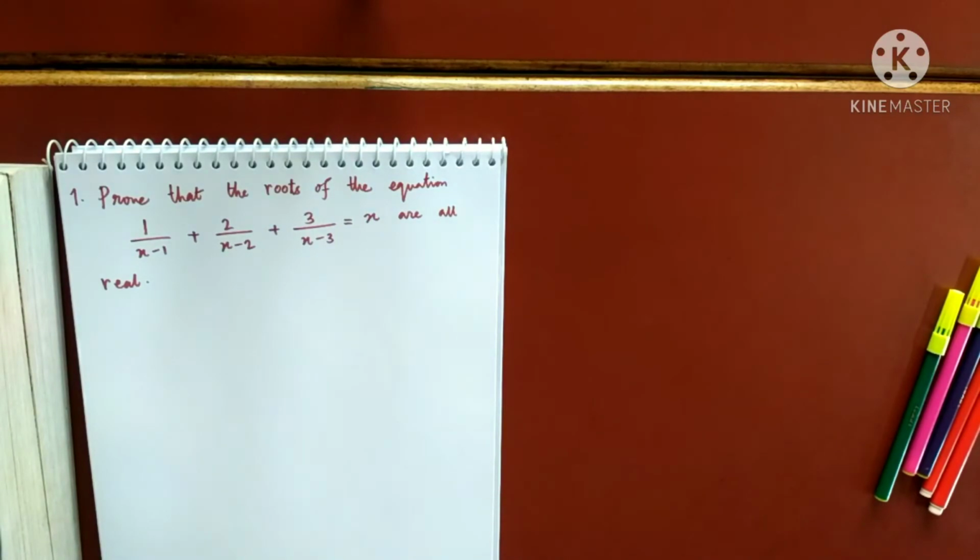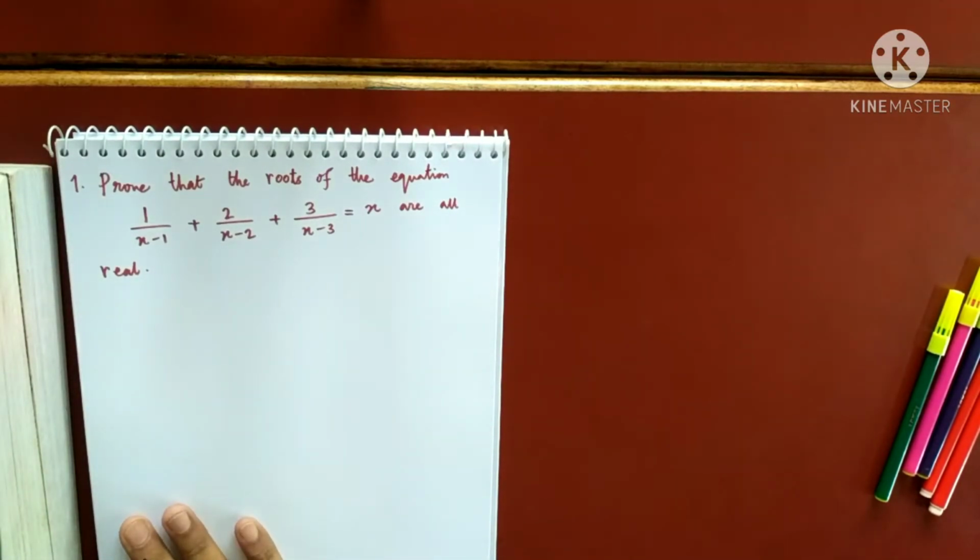You have been given this equation: 1 by x minus 1 plus 2 by x minus 2 plus 3 by x minus 3 equals x. So you have to prove that the roots of this equation are all real. This equation cannot have complex roots, cannot have imaginary roots.